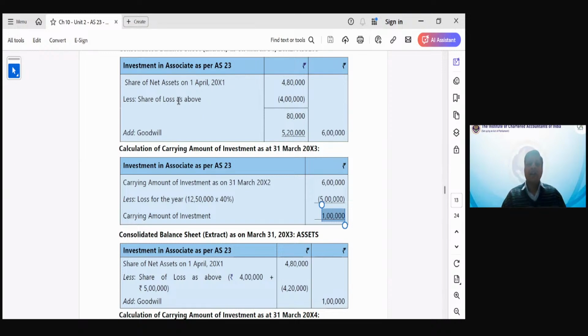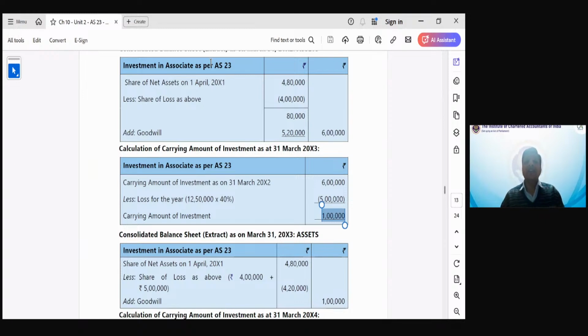Yeah. All right, great. So now, in the third year, once again, there was a loss. Can you tell me the amount of loss which was there in third year? In the third year, 5 lakh. Great. Preeti says it's 5 lakh. And what is going to be the proportionate share of this loss? 2 lakhs. Yeah. So Manvi says it's 2 lakhs.